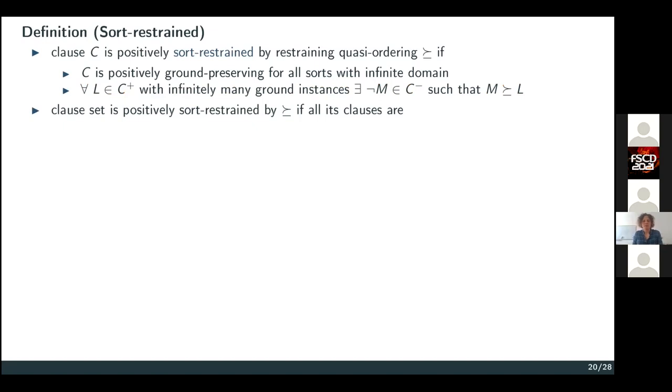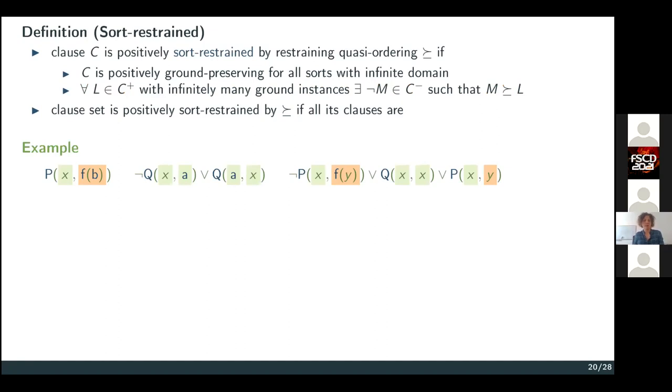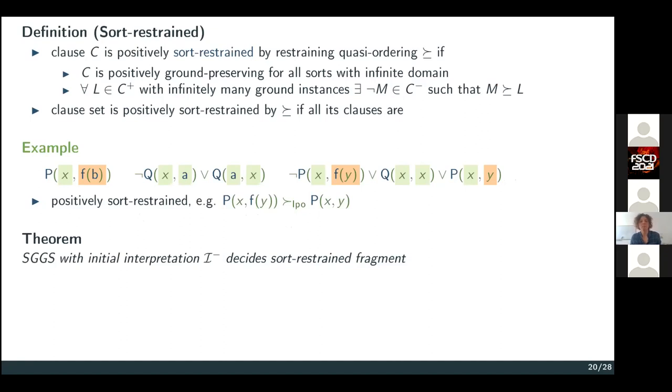And again, a clause set is positively sort restrained if all the clauses are. So if we reconsider this example, then we already checked that it's positively ground preserving for the red sort, for S2. And it's easy to check then that it's also positively sort restrained because the only relevant clause is the last one, and the only positive literal with some red stuff in it is the last one, P(x, f(y)), and P(x, f(y)) can be easily made larger than P(x, y). So this clause set is positively sort restrained.